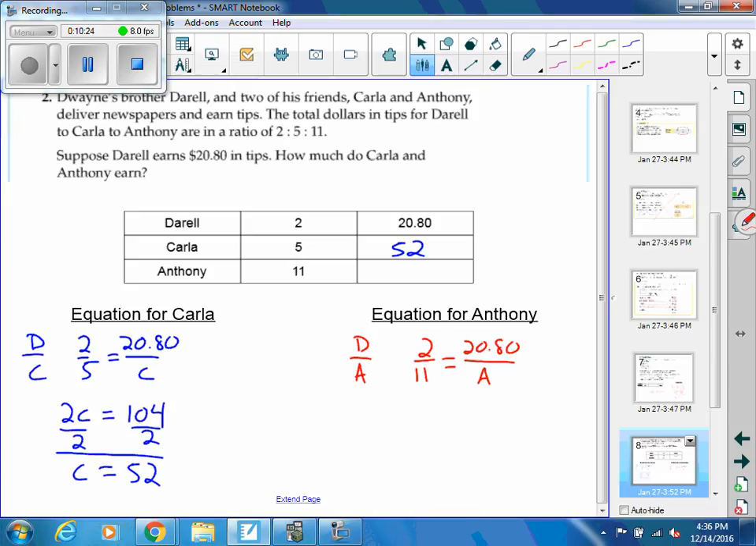So again, cross multiply. 2 times A is 2A. That's going to equal 11 times $20.80, which comes out to $228.80. I need to divide that by 2. And I get A, my 2's cancel, I get A equals $114.40.